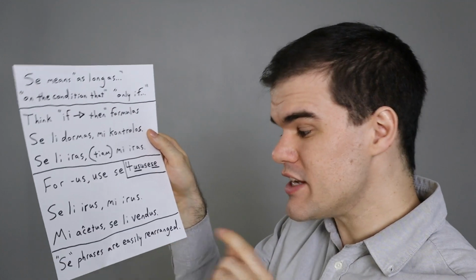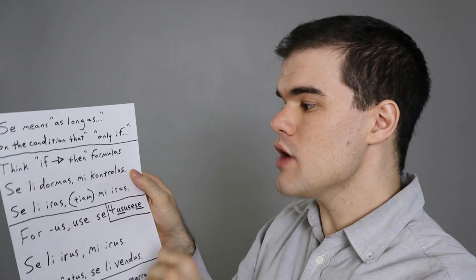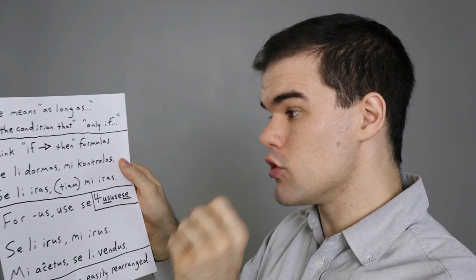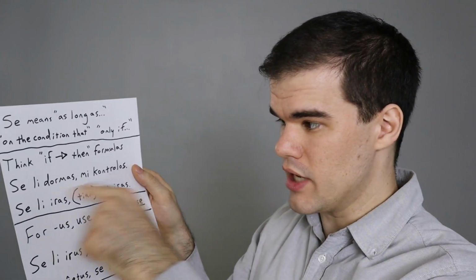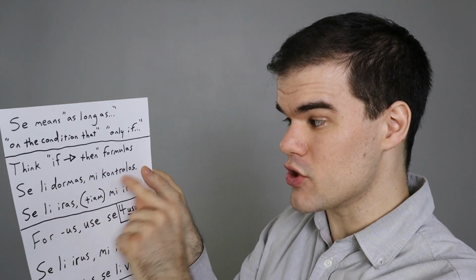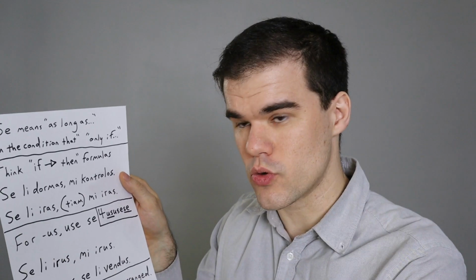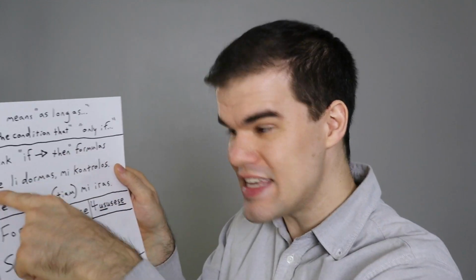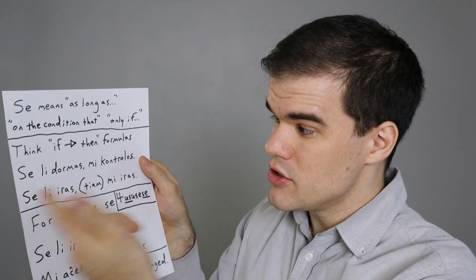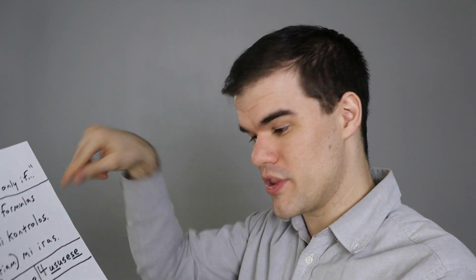Note this, se phrases are easily rearranged or swappable. I already did that here. The original is mi kontrolos se li dormas, but I swapped it here to se li dormas mi kontrolos. And it almost sounds more natural when I shove the se in the beginning of it. That's usually where it belongs. It sounds like, if he does it, I will do it, or I will do it if he does it. No problem there, right? Everything sounds hunky-dory and normal. It won't be with the other kind, though.